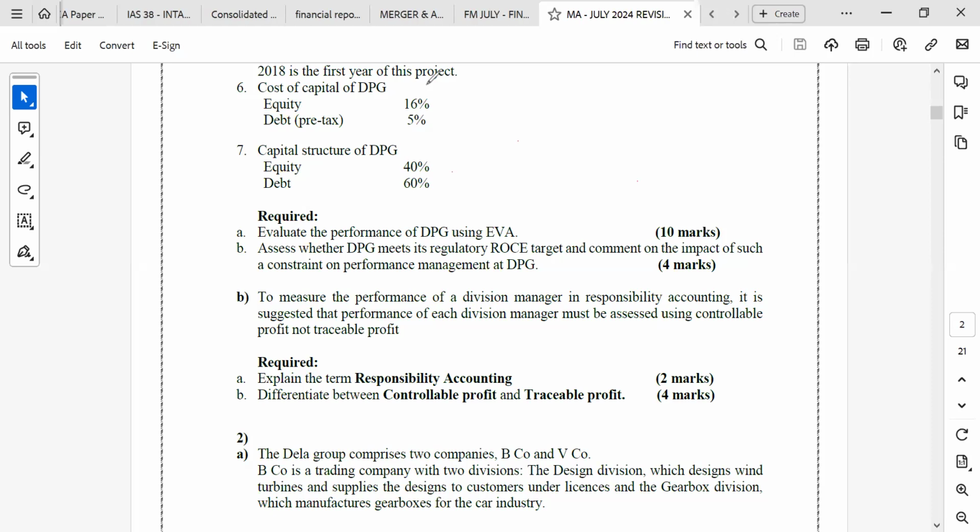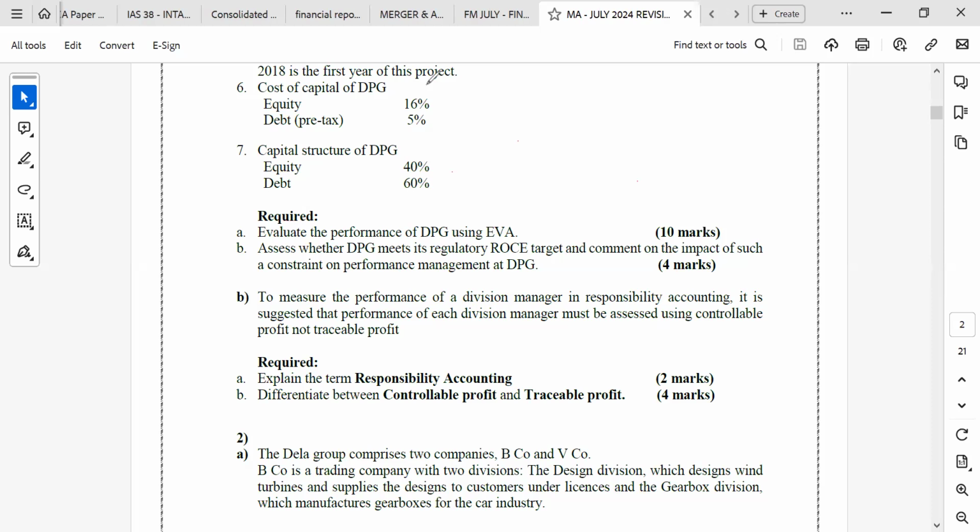So we only take into consideration things that are under control, things that they can take a decision on. Those are the things that we call the controllable items. So you just calculate your profit taking into consideration activities that are under the control of the divisional manager. That's what we call the controllable profit, which is used to measure the performance of the divisional manager.